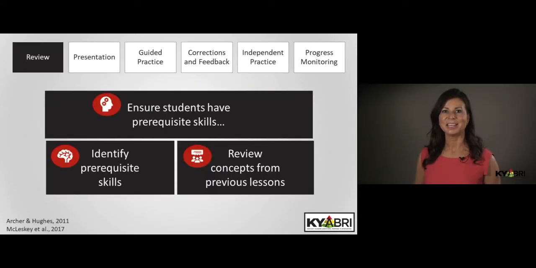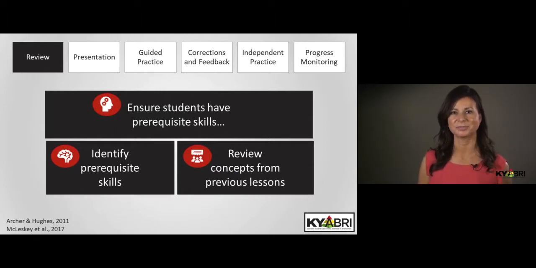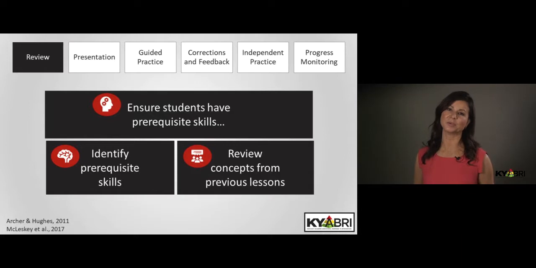To begin a lesson using explicit instruction, the teacher will first need to determine what prerequisite skills are needed in order to learn the new content. This is a critical step because without determining the prerequisite skills and then subsequently ensuring that the students have mastered those skills, it's unlikely that they will be successful with the new material presented. In this case, this could be a loss of precious instructional time.